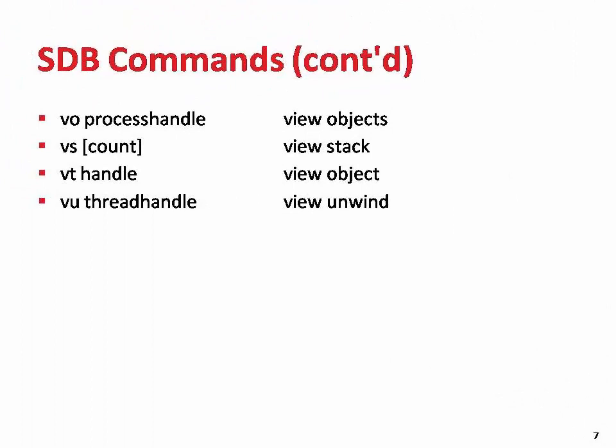More SDB commands. VO: information about the objects in the process. VS: number of stack elements or all of the stack contents. VT: information about given object, depending on its type. VU: system calls in thread stack.